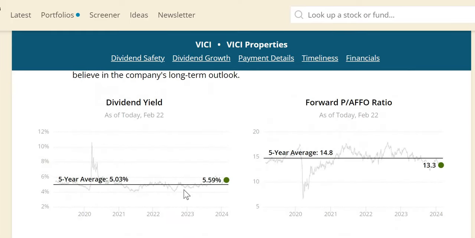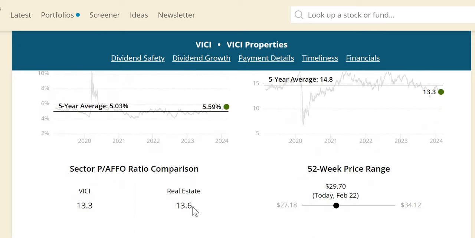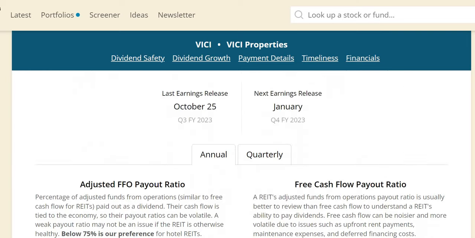Now, dividend yield theory states a company is undervalued when the current yield sits above the five-year average, 5.59 versus 5.03. So we have our first sign of undervaluation, although do bear in mind we're not looking at any of these models in isolation. We'll conclude towards the end. And we can see the forward P/AFFO 13.3 versus 14.8, another sign of undervaluation. Although we do note that it's pretty much in line with the real estate sector P/AFFO of 13.6.